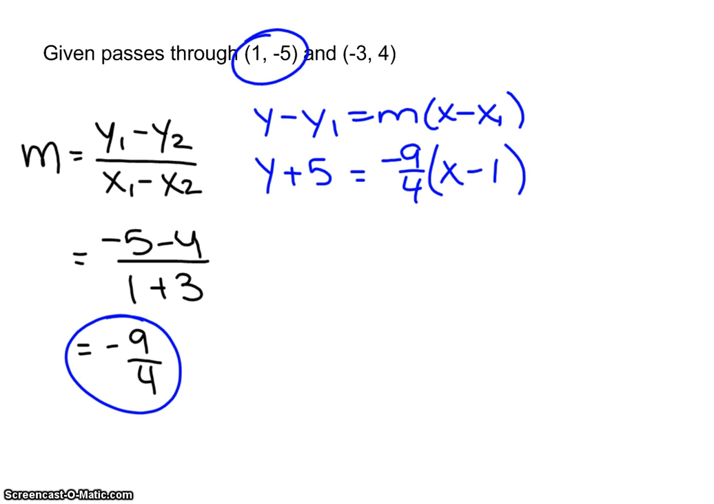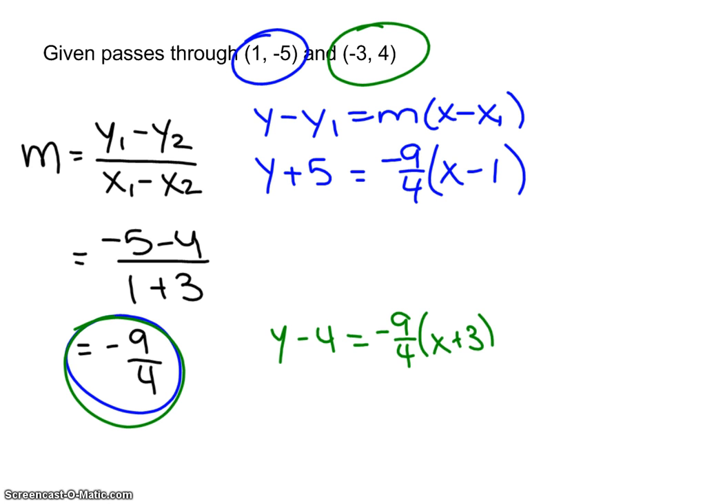Well, now let's say your friend says, well, I wanted to use the point negative 3, 4, and write an equation using that point with that slope negative 9 over 4. So pause the video and go ahead and do that. All right, so down there in the green, you can see I got y minus 4 equals negative 9 fourths times that quantity x plus 3. Same information, 2 different equations. How do we know which person's right? Both of them are right.